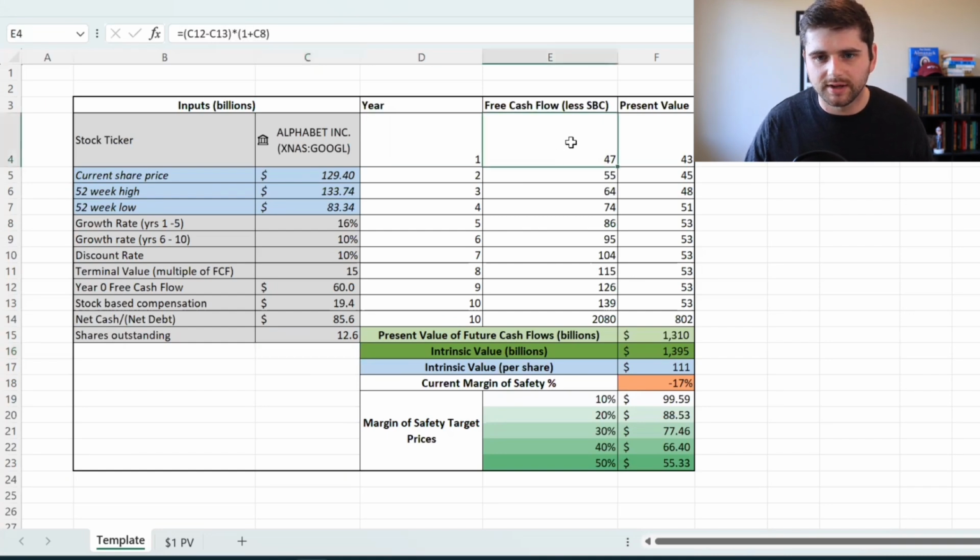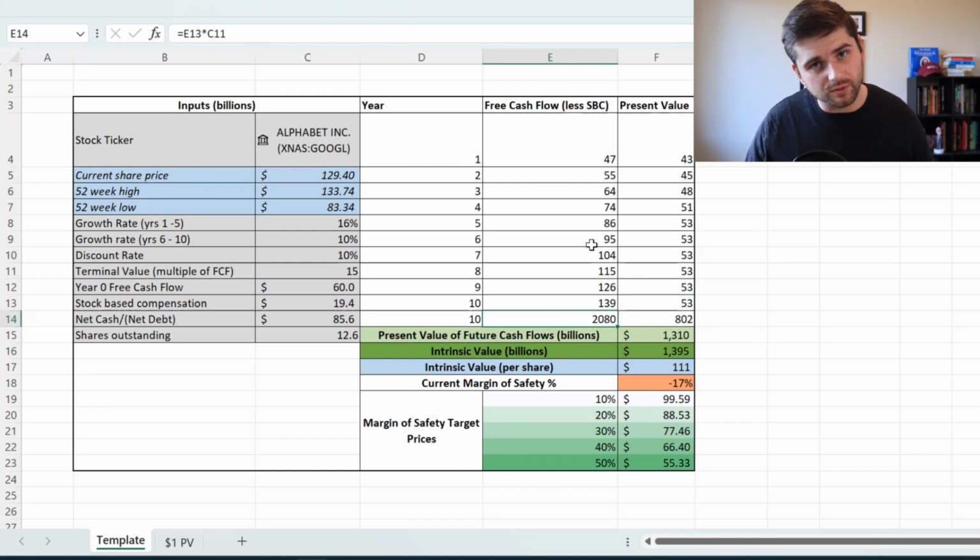So we now have $47 billion of free cash flow less the stock-based compensation in year one. That is our 60 billion minus 19, and then it's growing at our 16%. That free cash flow grows at our 16% out to year 5 here. We then have the growth still continue, but at a slower rate of 10% out into year 10, where we then have a big second cash flow event in year 10, which is our 15 times terminal value multiple, as if we were to sell the business in year 10.